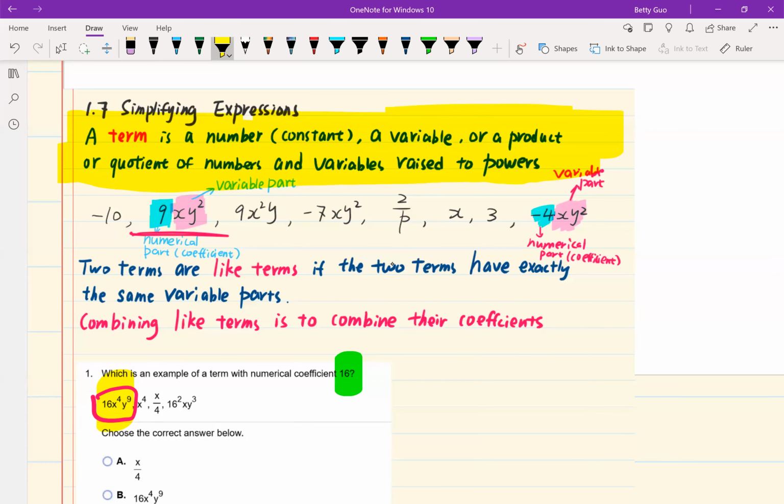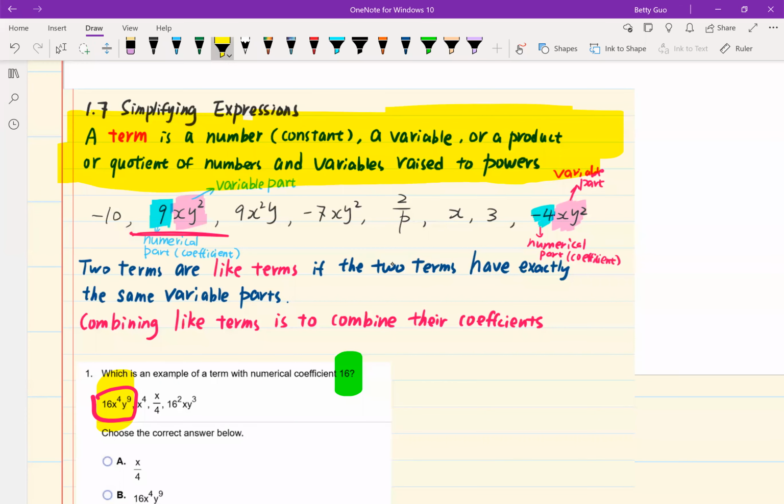Yeah, that would be okay because look at the definition. A product or quotient, right? Yeah. So you see division, that's okay. Division could be in a term, just not addition or subtraction. That would not be okay. So x is a term, right? 3 is a term. 3 is a single number. What about this one? Negative 4xy squared is also a term, right? So basically, they are all terms.